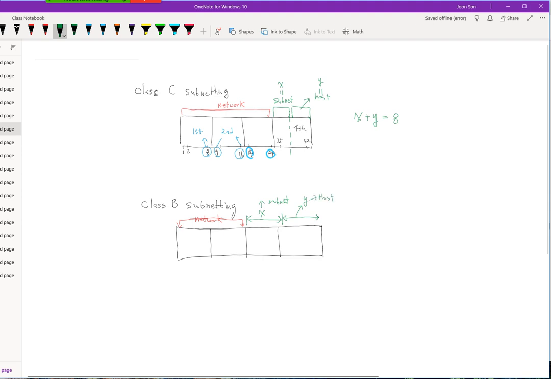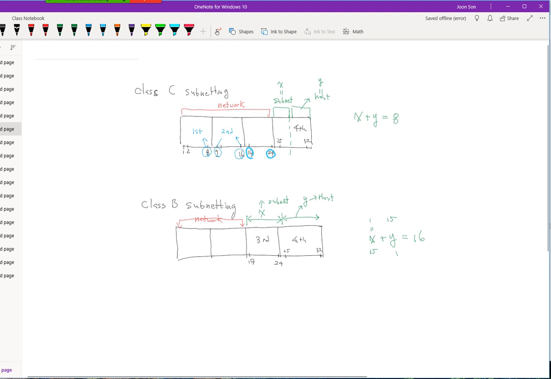So for class B subnetting, X plus Y is 16, right? When X is 1, you know that Y is 15. When X is 15, Y is 1. Okay? So that's class B subnetting. And once again, it's the same thing. It starts from the 17th bit and ends at 24, which is the 3rd octet. And the 4th octet starts from 25 and goes all the way to 32, right? So any questions so far? Okay?